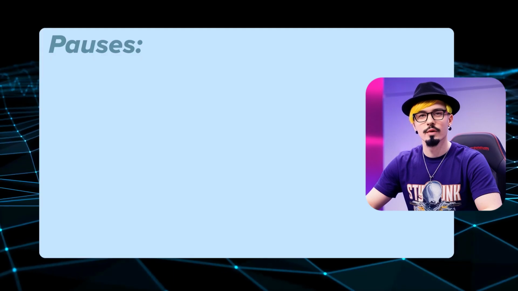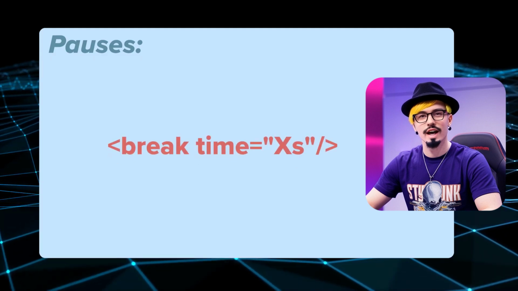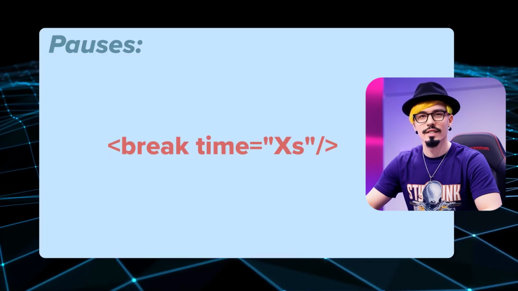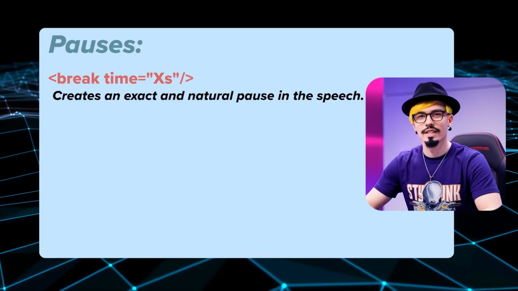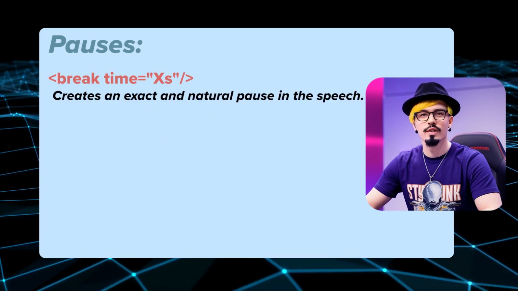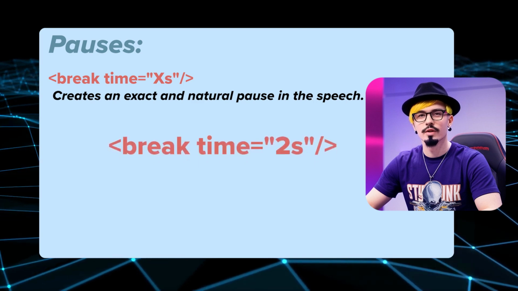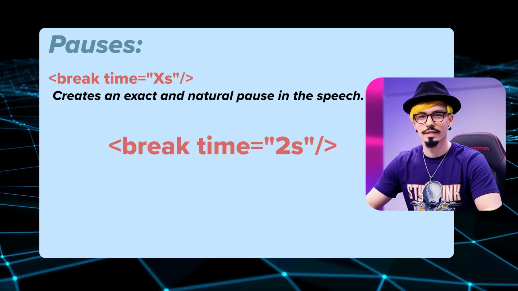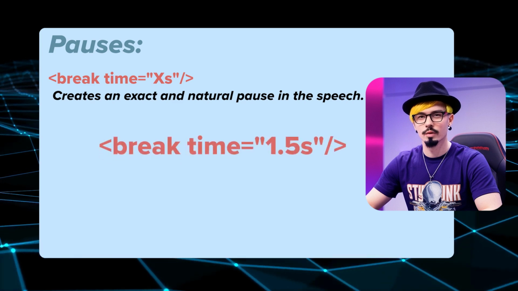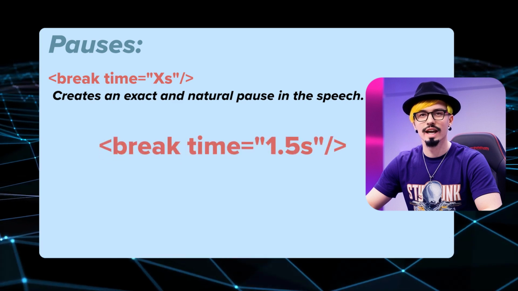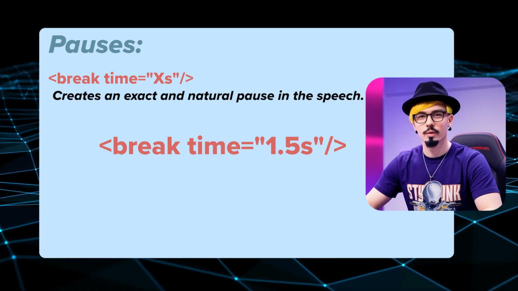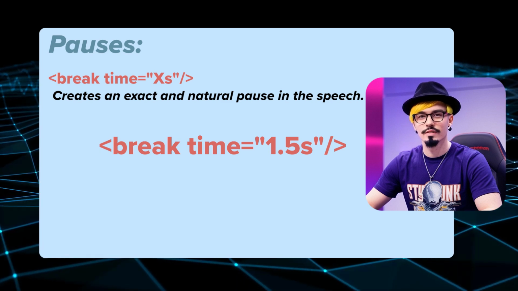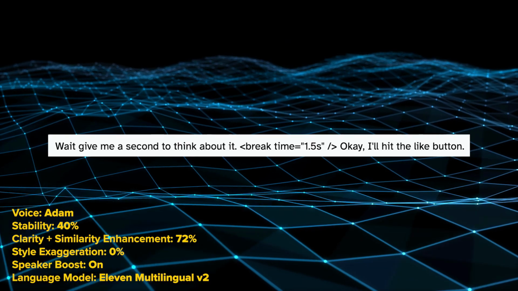The first one is pauses. You can use the syntax break time, X seconds, and basically that just adds a break, and the X represents the number of seconds you want the voice to pause. So break time equals 2 seconds is for a 2-second pause, and then you either do break time equals 1.5 seconds for a 1.5 second pause. And the good thing about this is that this creates a natural pause within a speech. It doesn't just add a silence gap.